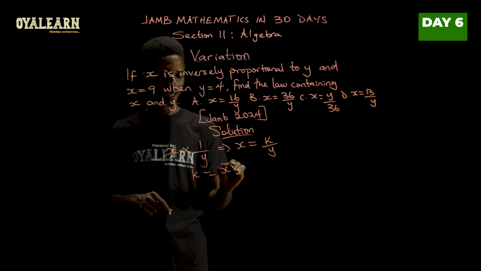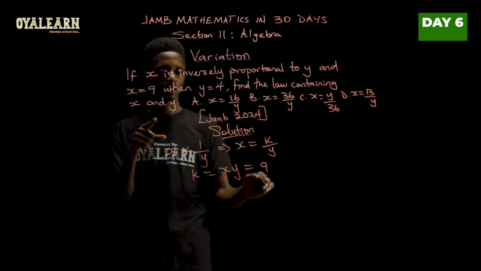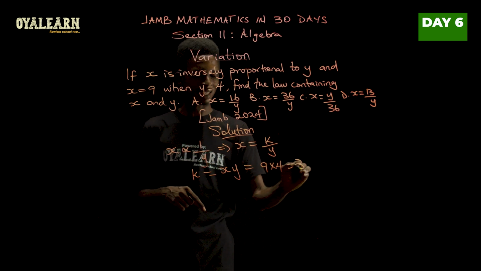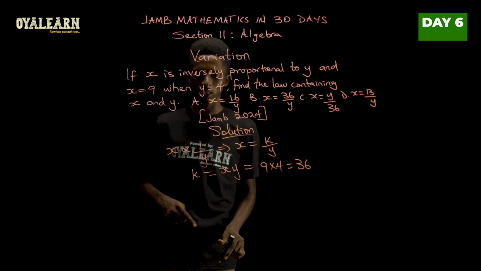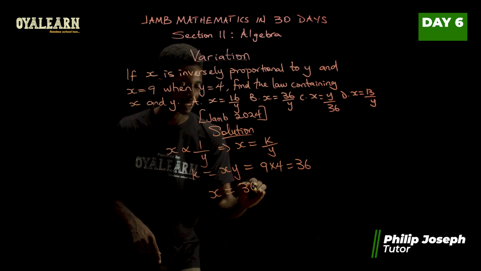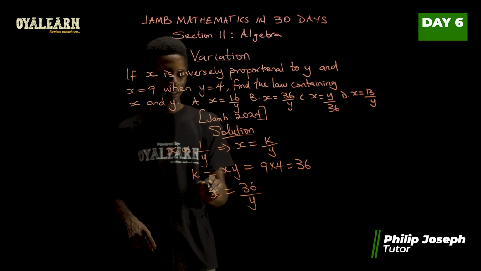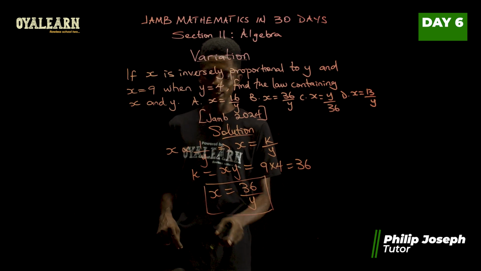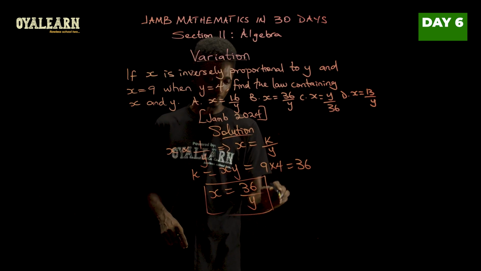So let's make K the subject here. K would then be XY. And we're given that X is 9 when Y is 4. So that would be 9 times 4, which would give us 36. So the value of K is 36. Now we can go back to this equation and we'll have X equals K, which is 36, divided by Y. So the equation we're asked to write to show the relationship between X and Y is that X equals 36 over Y, which is found in option B.